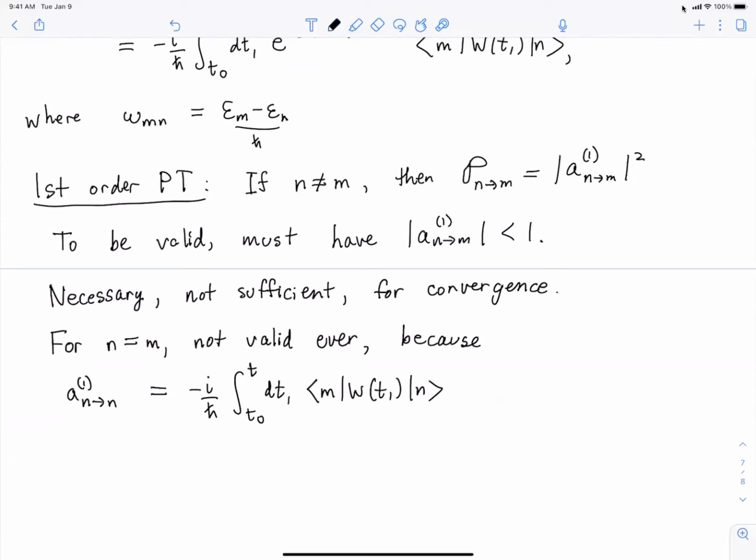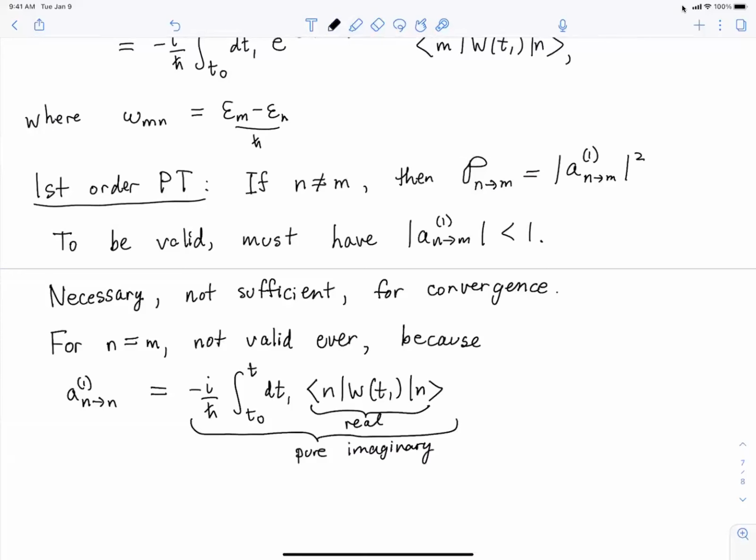And now the thing is, what do we know about that matrix element? We know it's a real number because W is a Hermitian matrix. Oops, I forgot one important thing. This M is also N. Okay, so now we're computing the diagonal element of a Hermitian matrix, which is real, always. And then we're integrating that, which doesn't change the fact that it's real, because now we don't have that phase factor. And then we've got the minus i sitting in front. So that means the whole thing is a purely imaginary number.